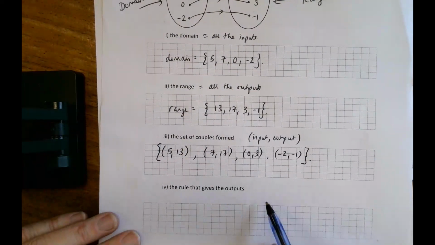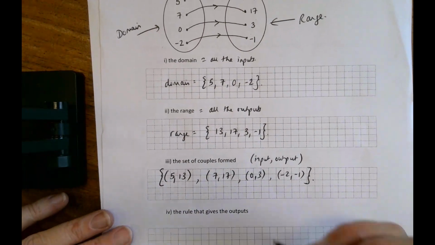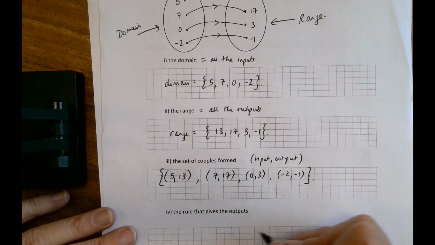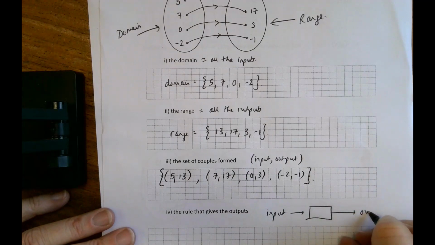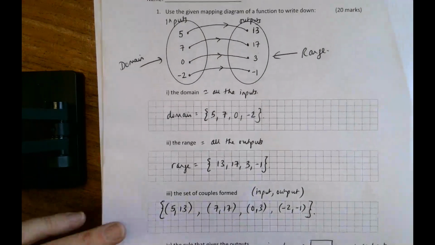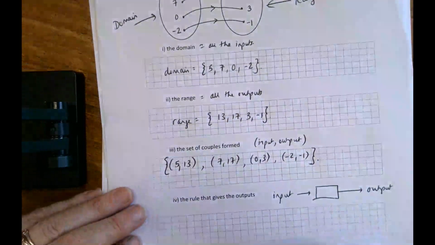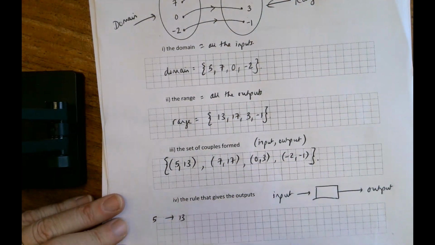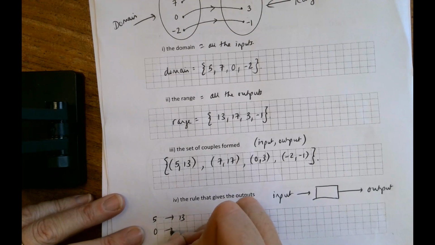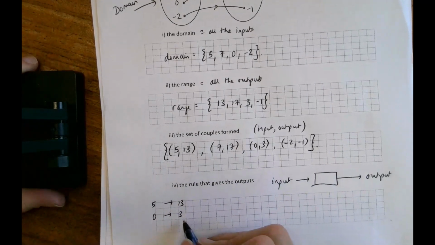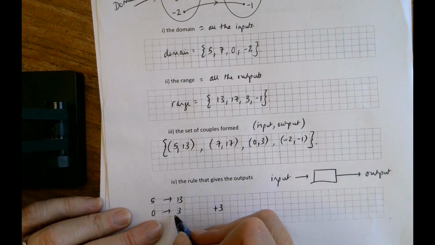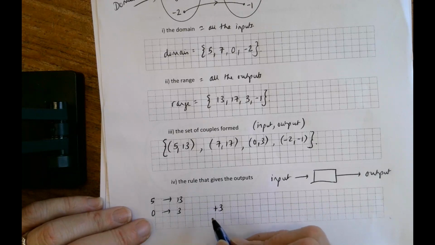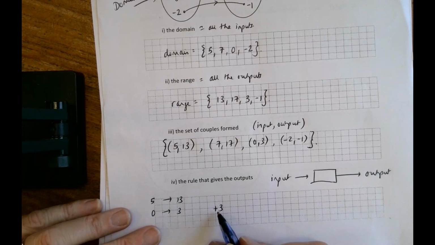The rule that gives the output. This confused a few people. It basically means what's happening, what makes the input become an output. So let's look at this here. We've got 5 becomes 13. Let's take another one: 0 becomes 3. That's quite handy to know. That means we must be adding on 3, because if x is 0, then anything times x is going to give us 0, and we must have added on 3 to get 3. So it's something plus 3.